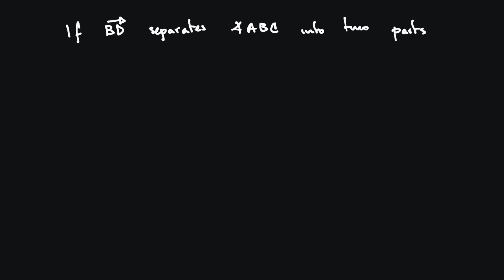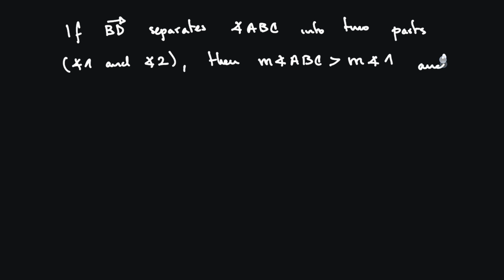The lemma states that if ray BD separates angle ABC into two parts, so not necessarily a bisector, and those two parts, let's call it angle 1 and angle 2, right? Then the measurement of ABC must be greater than the measurement of angle 1, and the measurement of ABC must be greater than the measurement of angle 2.